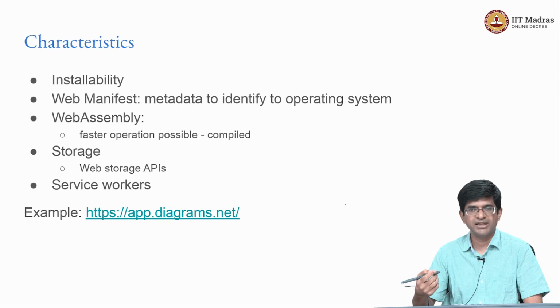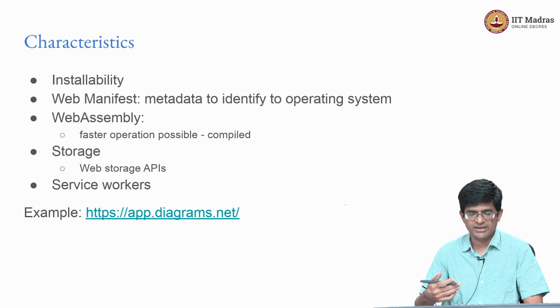WebAssembly being a sort of compiled version of JavaScript that can execute faster. It executes in some kind of a virtual machine inside the browser, and you have this bytecode that gets generated and can execute over there, potentially faster than vanilla JavaScript. It also makes use of the storage APIs, typically web storage APIs, and the worker APIs, the service workers. All of these are common characteristics of PWAs. It's not that every one of these has to be present, but most of them are going to be found in various PWAs.